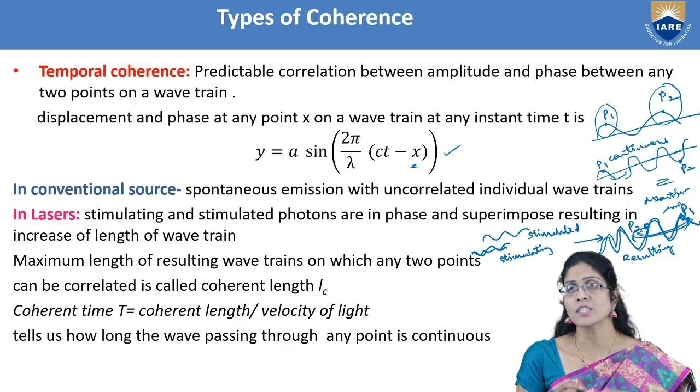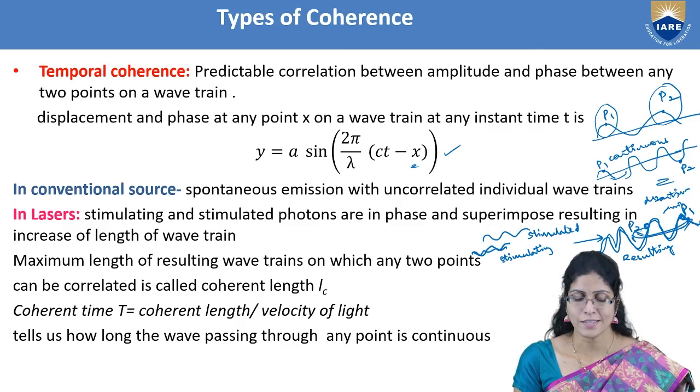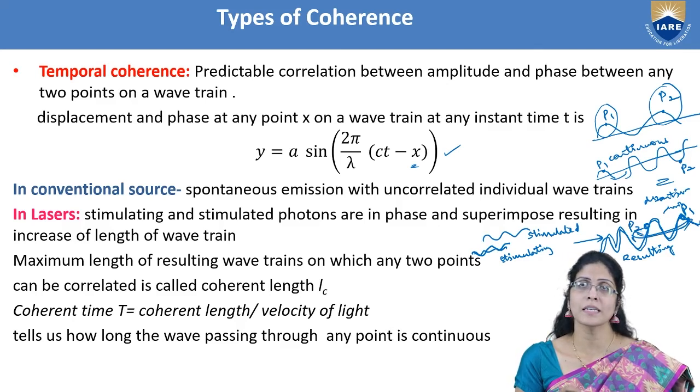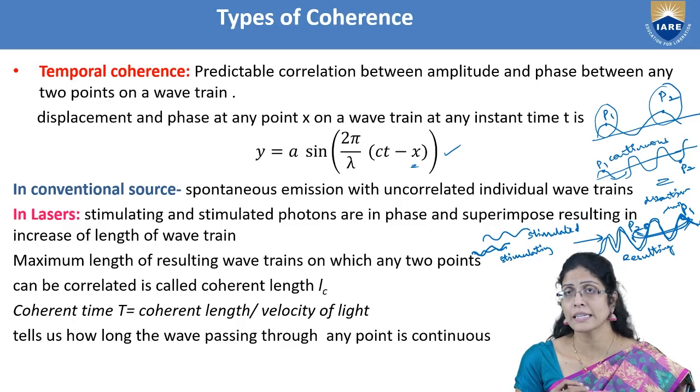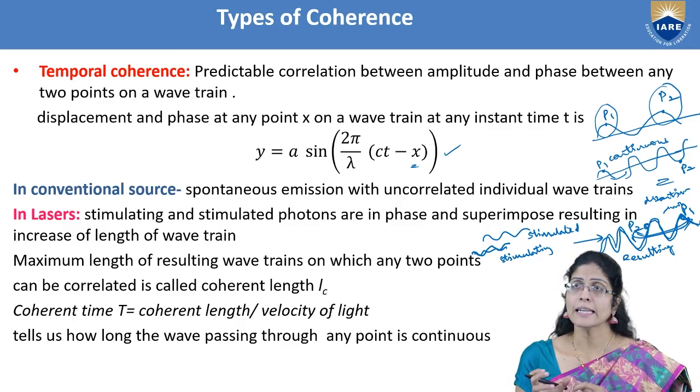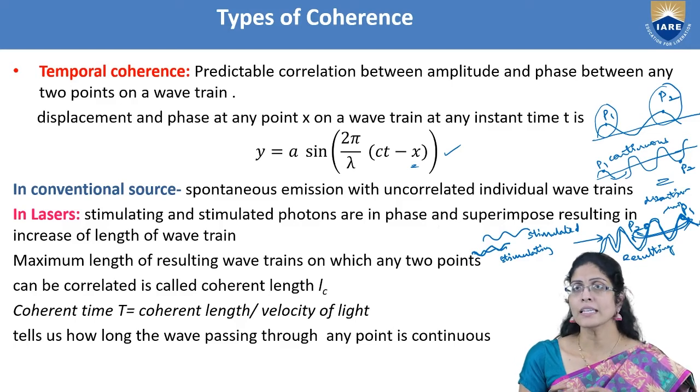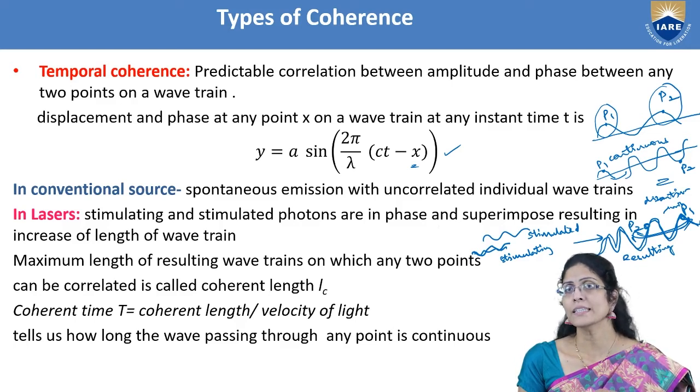So such a wave train is said to be a resultant of the stimulated and stimulating photons, and the length of such a wave is known as the coherent length. And you can even determine the coherent time also.